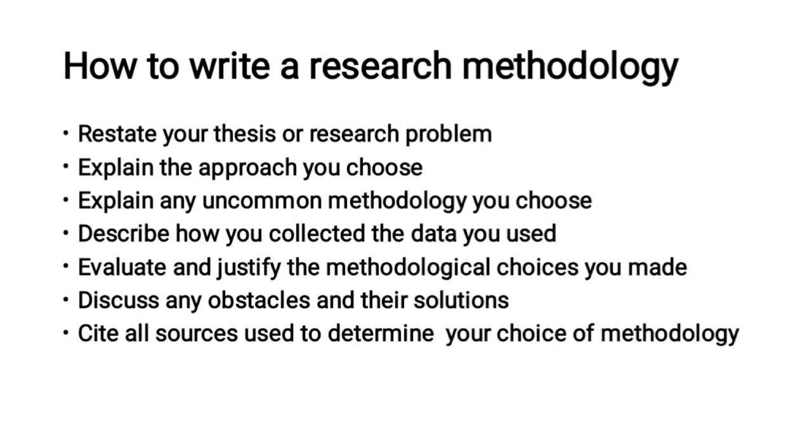How to write a research methodology. These are the steps to write a research methodology. First, restate your thesis or research problem. Explain the approach you choose and explain any uncommon methodology you choose. Describe how you collected the data you use. Evaluate and justify the methodological choices you made. Discuss any obstacles and their solutions and cite all sources used to determine your choice of methodology.